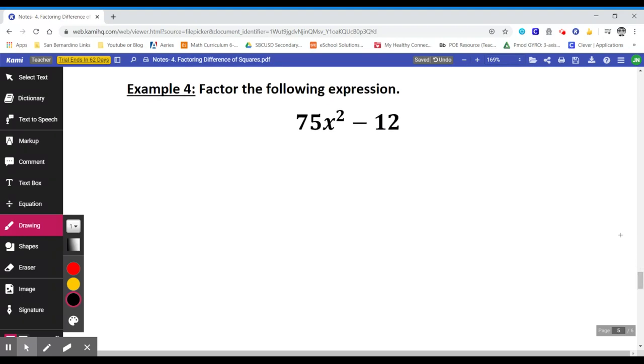Factor the following expression. So we want to factor 75x squared minus 12. Now here's the thing. For this example, if I want to take the square root of 75, I don't get something nice.